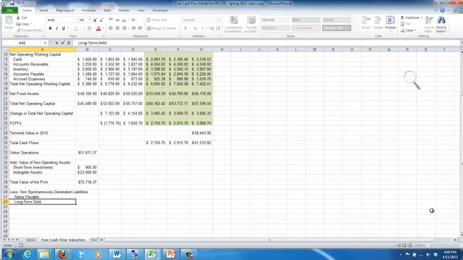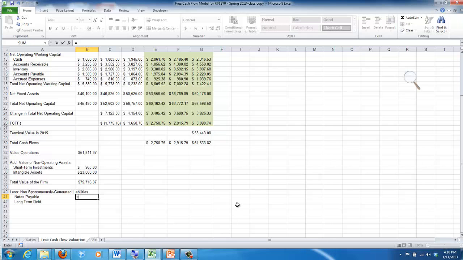The reason why we include any liability that isn't part of the spontaneously generated ones, the accounts payable and the accrued expenses, is because these are claims against the value of the company, and those claims have to be paid before the equity holders can get any money from the firm. So if we had other debts out there, such as capital leases, long-term taxes payable or anything like that, those have to be paid off first before the equity holders get anything. So we would include those in here.